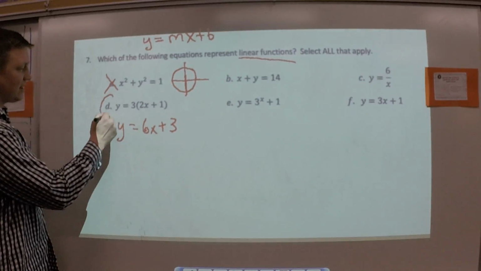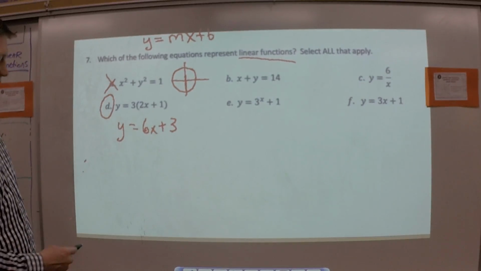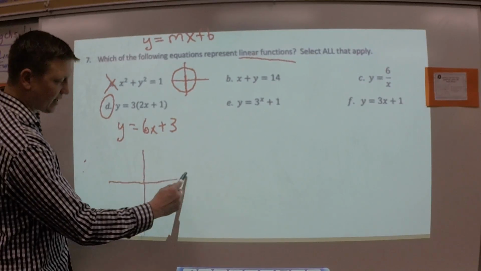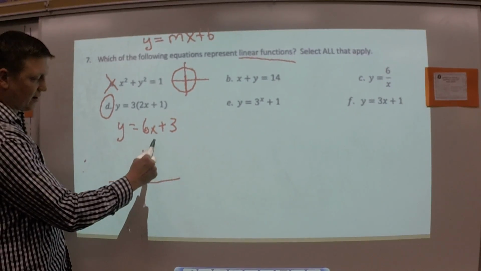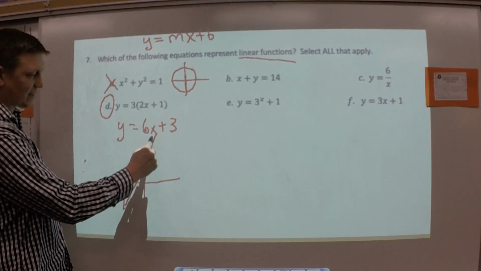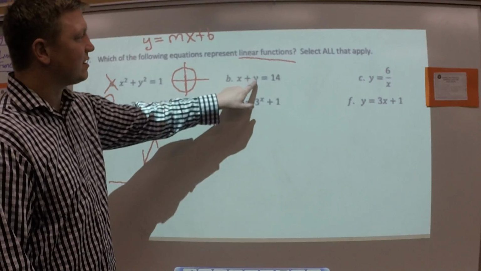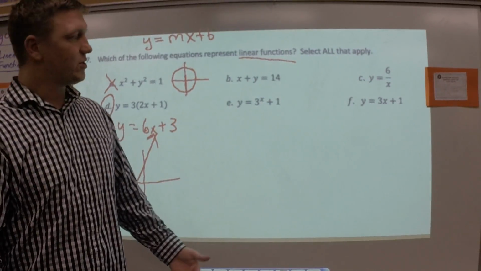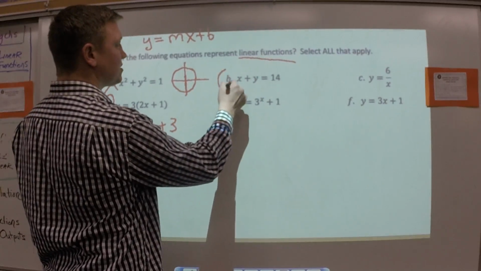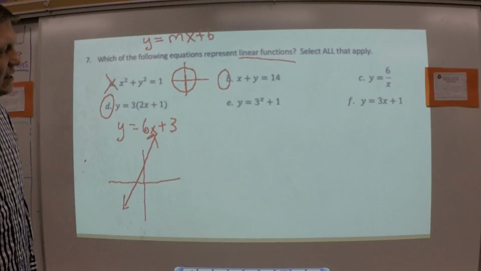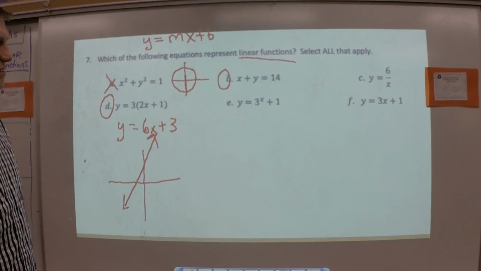And so yes, this is linear, all right? And this one would have a graph that would sort of look like this. It would go through here and kind of rise like that a little bit, a straight line, all right? This one right here has an x and a y, and there's no exponents on it. So it's actually going to be linear. Nothing weird happening with our x's and y's.